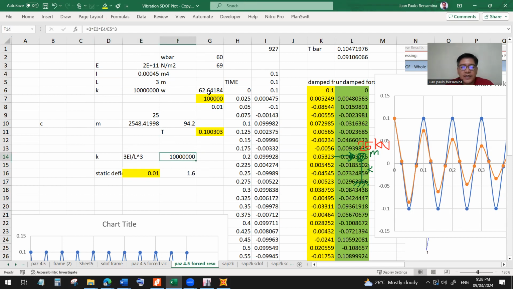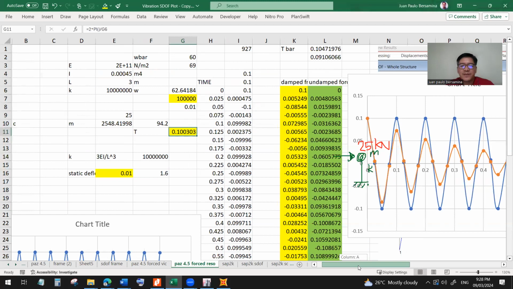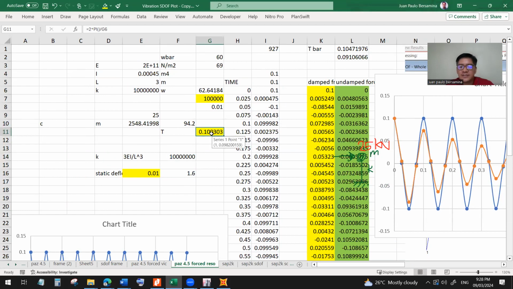So, I can now get my frequency: square root of K over M. And that's your frequency, 62.64, which corresponds to 0.1 second period. So, kumbaga, in the context of structure, it's a one story or bungalow. Sabihin natin, one story. Pwede rin naman mga two story. Okay? So, 0.1 second.